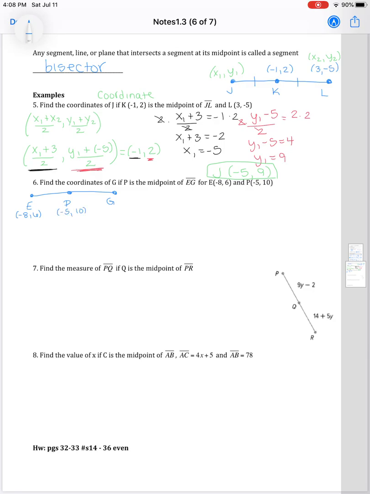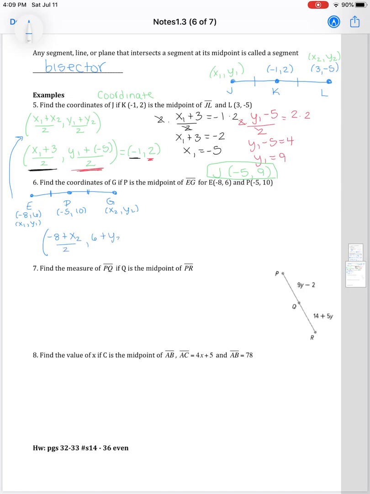E is at (-8, 6), and P is at (-5, 10). So in this case, we don't know our x2, y2. That's what's missing. But we know that this is x1, y1. And again, P is the midpoint, so it's in the middle. So we're going to use the same formula from above here, and we're going to sub in what we have.